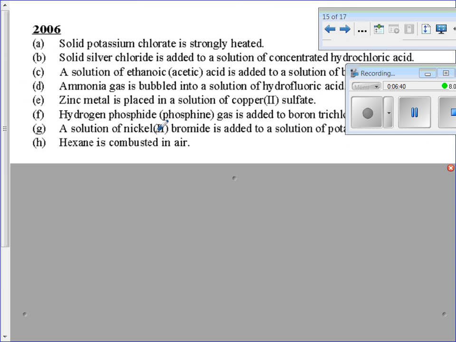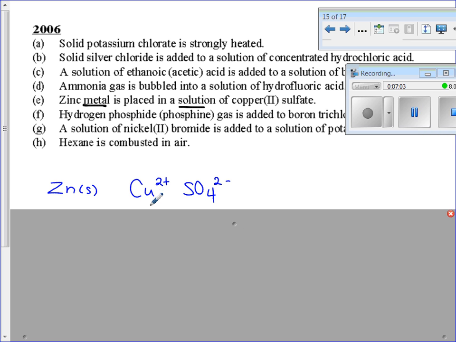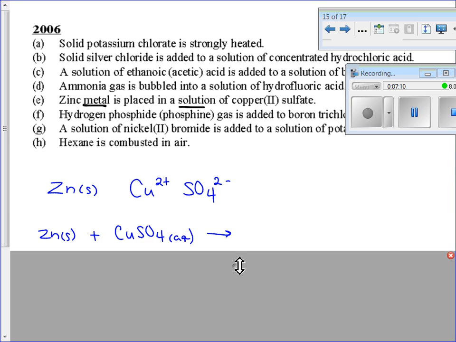Okay, then we're going to look at letter E. So we have zinc metal is placed in a solution of copper 2 sulfate. So zinc metal is telling me that this is a solid. When metals are solids, they do not have a charge. So zinc will have a charge of 0 as a solid when it's not in a compound. Okay, and then the copper 2 sulfate, I have Cu plus 2 and sulfate is SO4 minus 2. So there are my reactants.